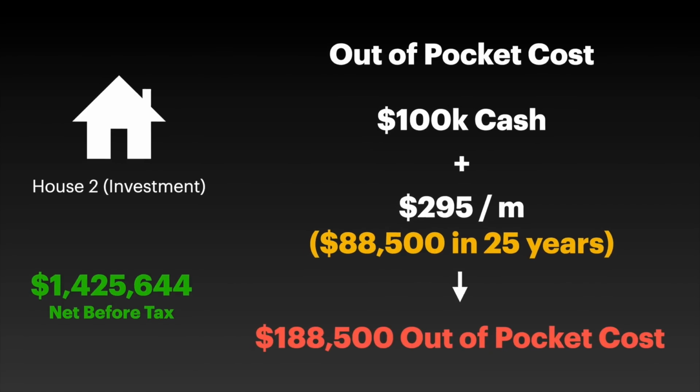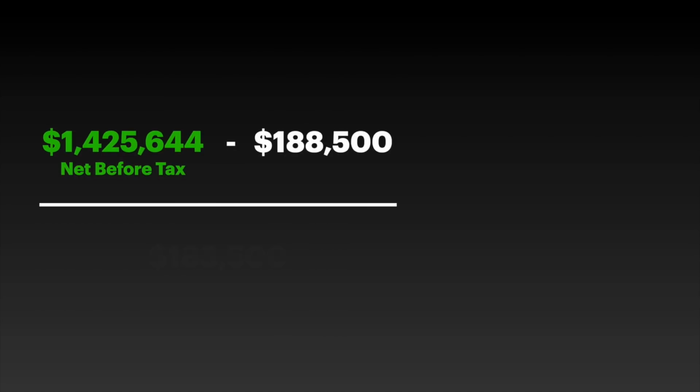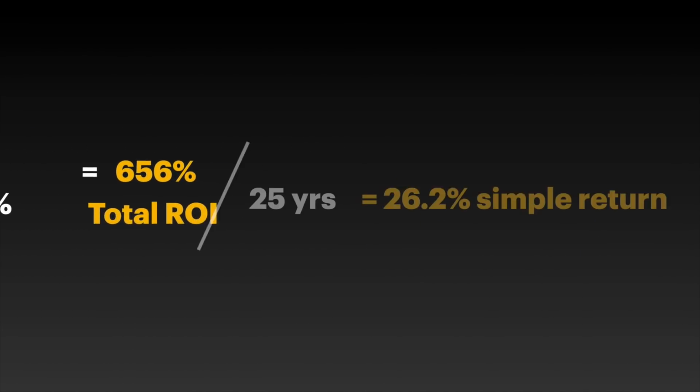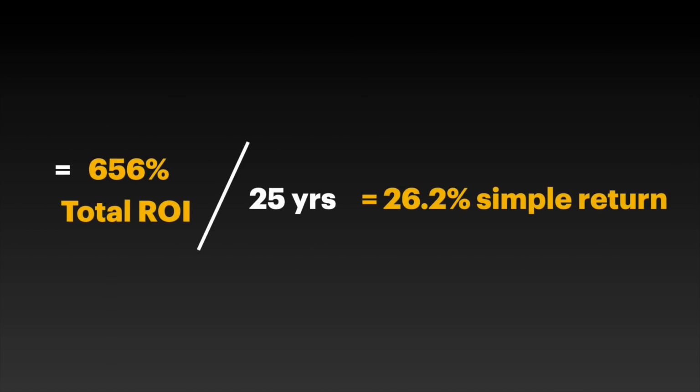Now, if we take 1.425 mil minus what they put out, divided by that amount times 100%, it's going to give them a total return on investment of 656%. And if we divide this by 25, their simple yearly ROI will be 26.25%, which is not bad. However, let's compare to the first alternative.